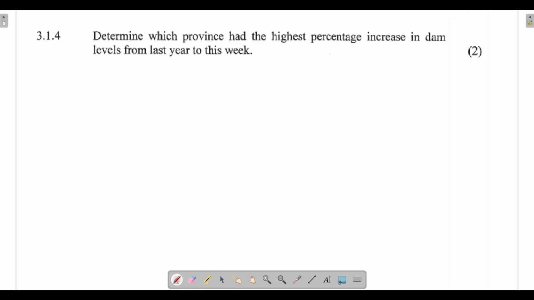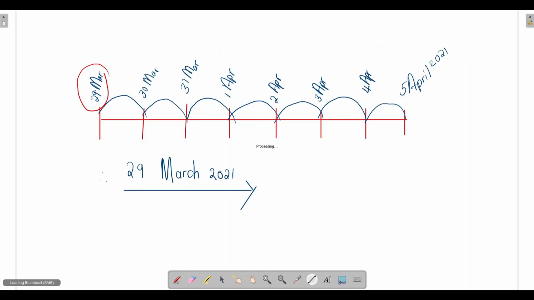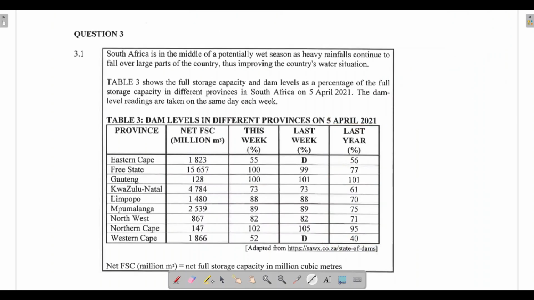Next question, question 3.1.4. Determine which province had the highest percentage increase in dam levels from last year to this week. So we're going to go to our Table 3. We're going to focus on the information given in the column that has last year's percentage, and we're going to focus on the information given in the column that has this week's full storage capacity in percentage, right? Okay, so last year and this week, and we're going to check which province had the highest increase from last year to this week, right?